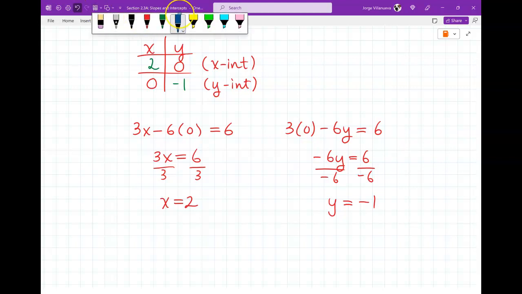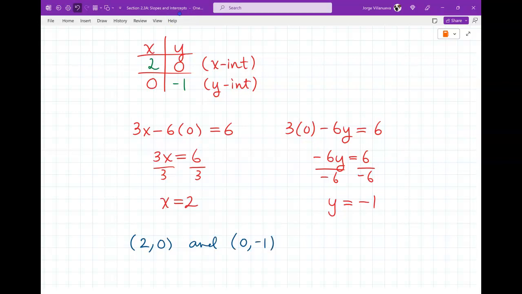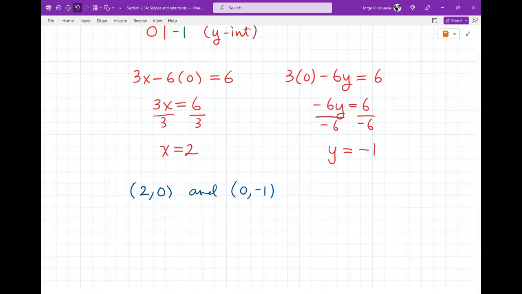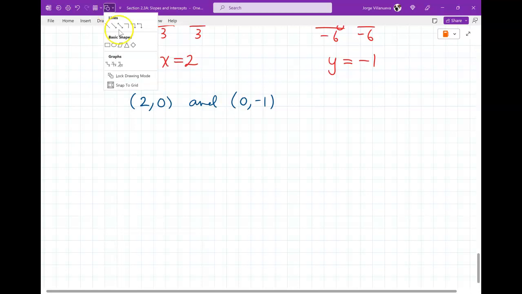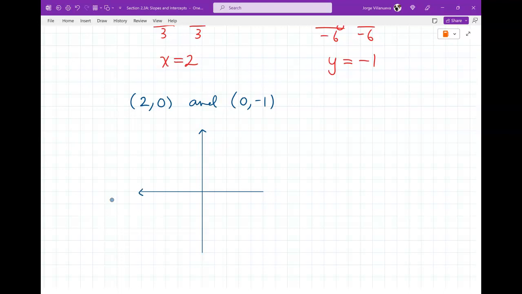Okay, I'm going to change the color here. 2, 0. And 0, negative 1. My x-intercept is 2, 0. My y-intercept is 0, negative 1. And then they say draw it. All right, if I've got to draw it, I need a graph, so let me do that really quick. So I'm just drawing my tick marks here. And I'm just going to draw the points 2, 0 and 0, negative 1.